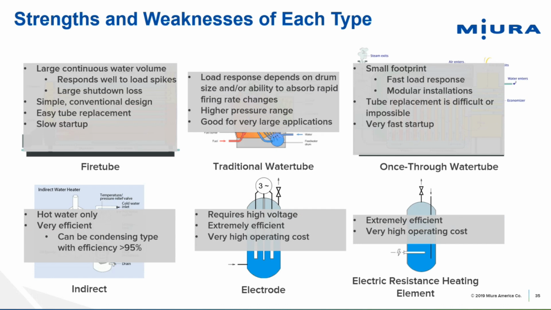And so we'll bring it all back to that first slide, which was each type of boiler. What are some generalized strengths and weaknesses? A fire tube boiler, I think 58% of you said it's what you're most familiar with, and that's a big advantage, right? It's a conventional design. A lot of mechanics and maintenance people are used to it, so there's some familiarity, and that's valuable. It's going to respond really well to load spikes because it's got a large volume, but it's also going to have large shutdown losses.